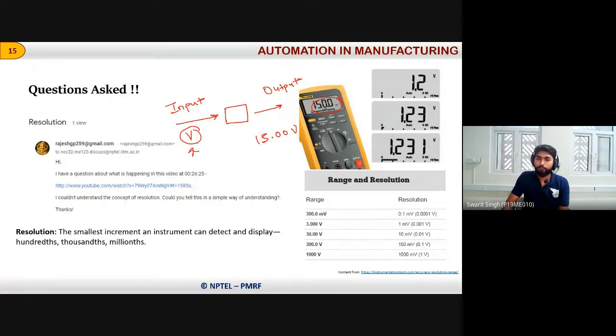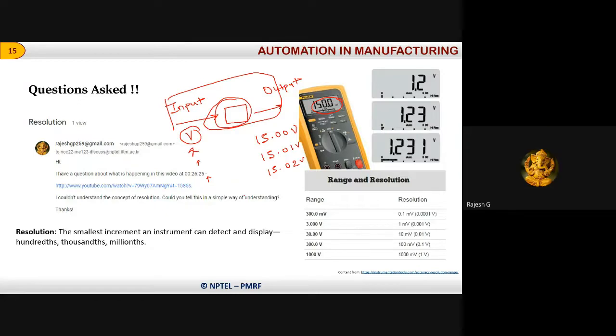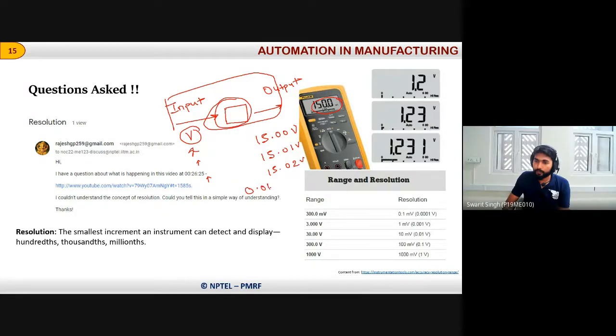Okay, so if you increase the voltage, you got the value like 15.01 volt, right? Again you increased it, you got 15.02 volt. So what will be the resolution of this particular system? What will you say? 0.01, sir. 0.01 volt, because it is detecting only this much amount.